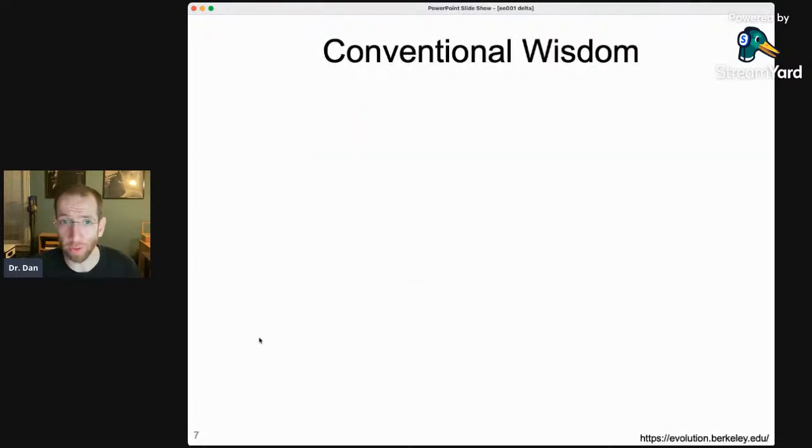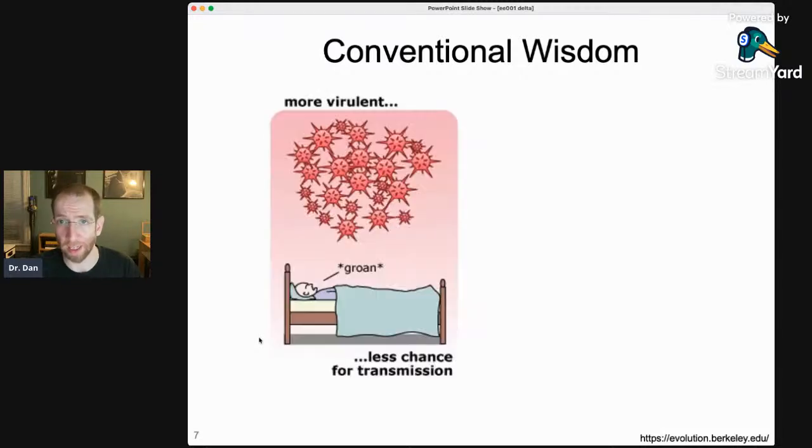Now, the conventional wisdom on this question works like this. If you're more virulent, you have less chance for transmission. And a way to think about this is the flu, right? You get the flu, it's terrible. Your whole body hurts, you have a fever, you don't want to eat, right? You're just exhausted all the time. So you just stay in bed and everything hurts for a week, right? You don't have that many opportunities to infect other people in that situation.